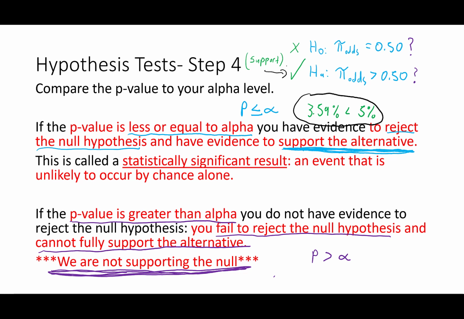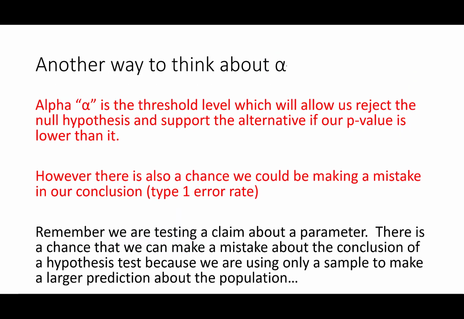What alpha also represents is something called our error rate. Specifically, alpha represents a type 1 error rate. There is a chance that you can be making a mistake by having enough evidence to support HA. Maybe I gave you a fair dice and you just got a wacky sample when rolling it 2,500 times. There's a chance that could happen.